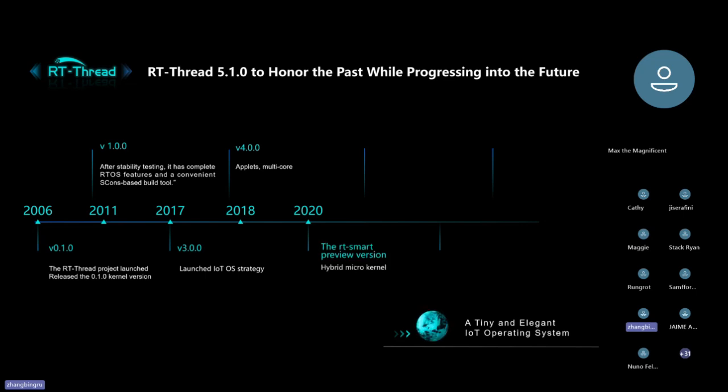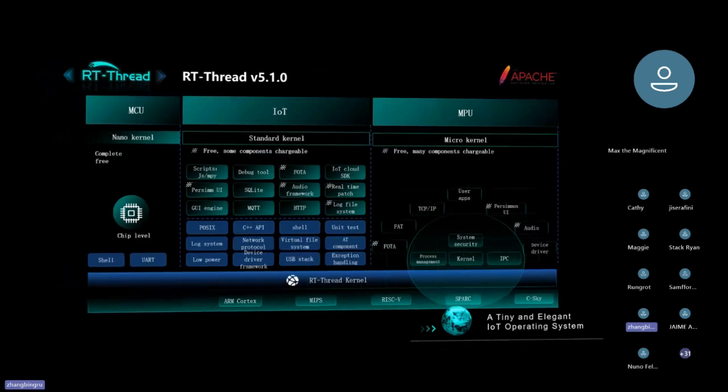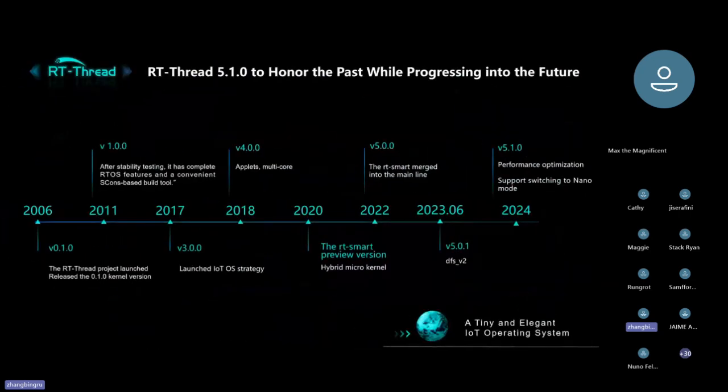At the end of 2020, we merged the RT Smart branch into the main line and released 5, marking an important milestone. 2 years later, we are pleased to announce the upcoming release of 5. This new version includes improvements such as optimizing the scheduler and enhancing SMP multi-core performance, which I will introduce in detail later.